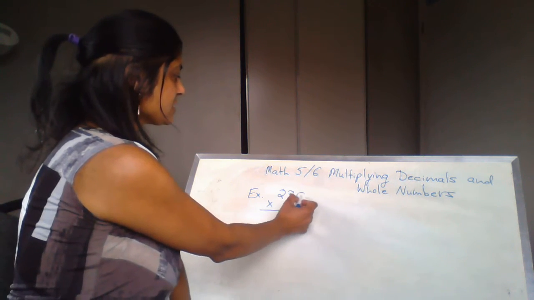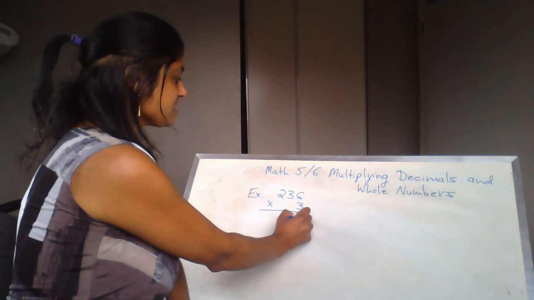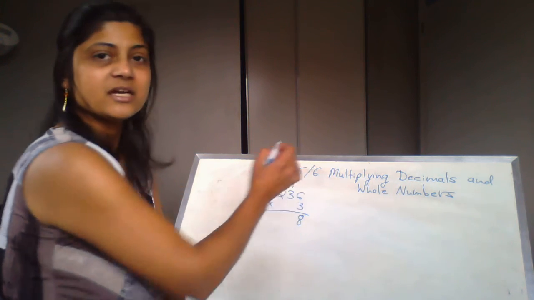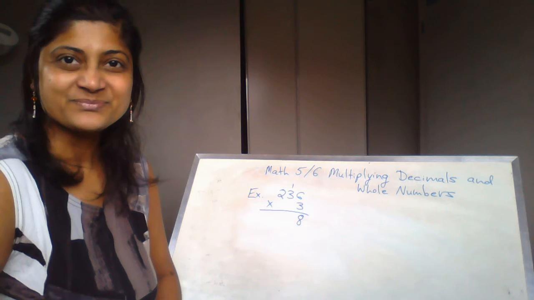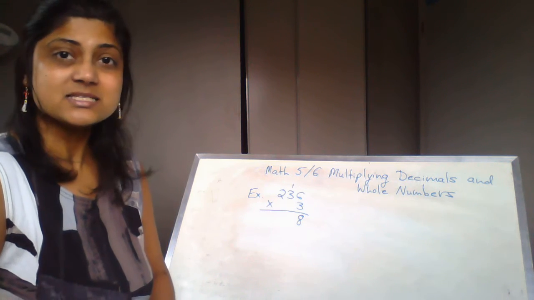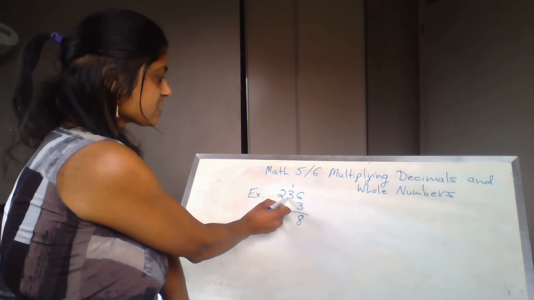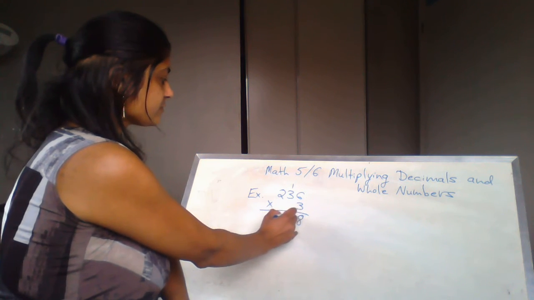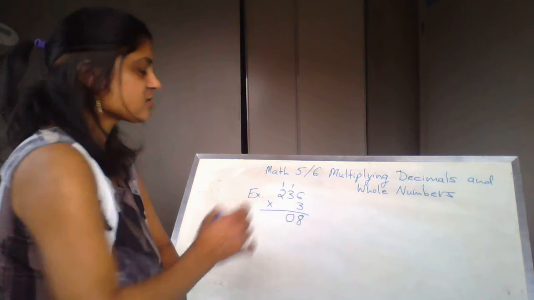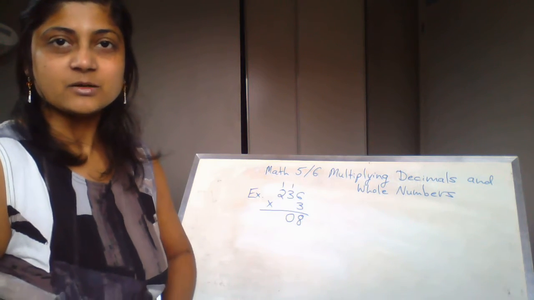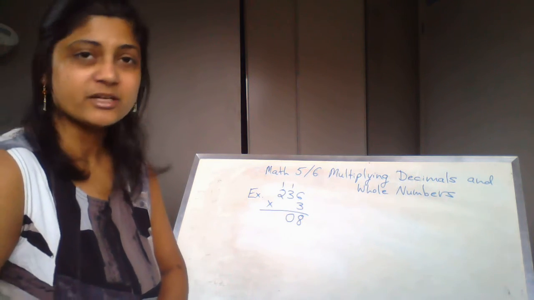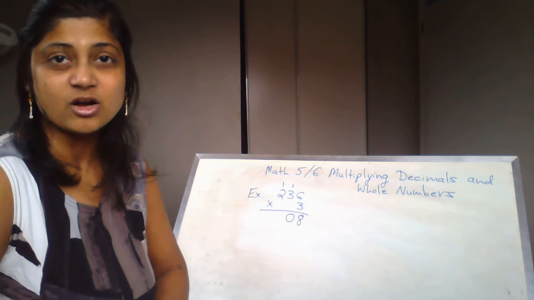I'm going to do 6 times 3, which is 18. So you put the 8 and you carry over the 1, okay? Next, I'm going to go through the diagonal. So I'm going to do 3 times 3, which is 9, plus 1, which is 10. So I'm going to put the 0 because it's in the ones digit, and I'm going to carry over the 1, okay, to the next column.